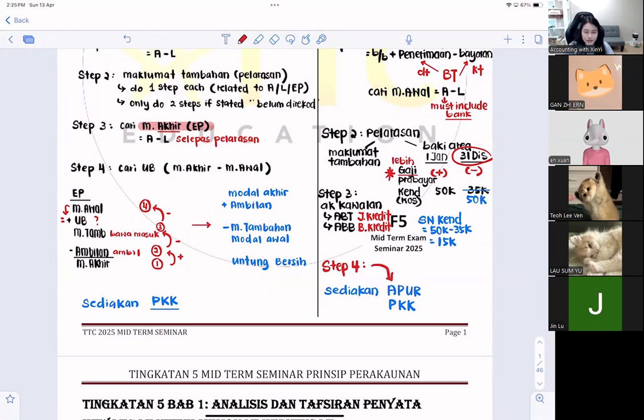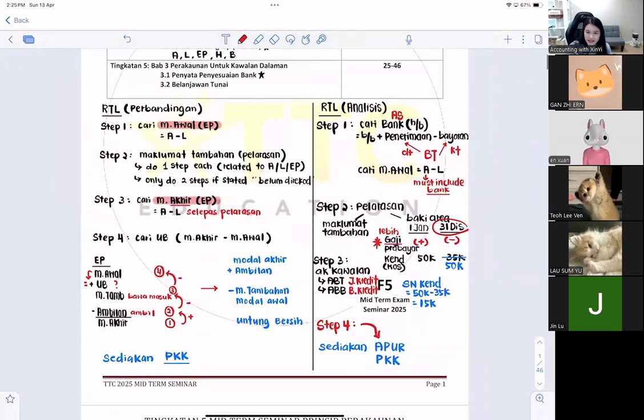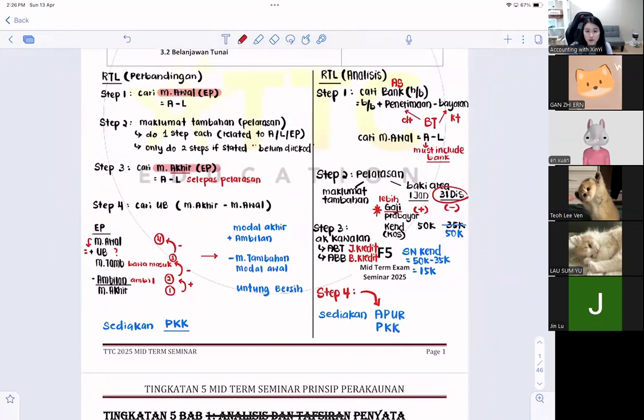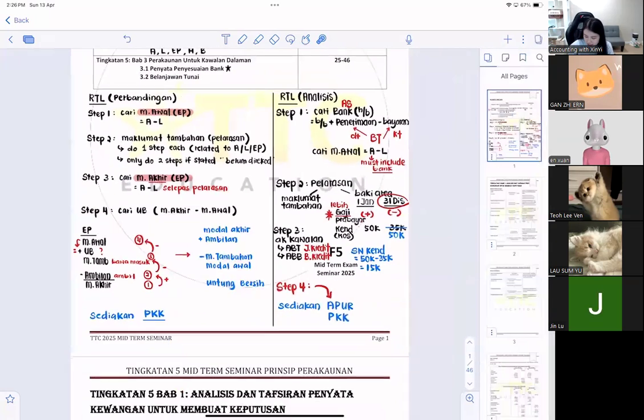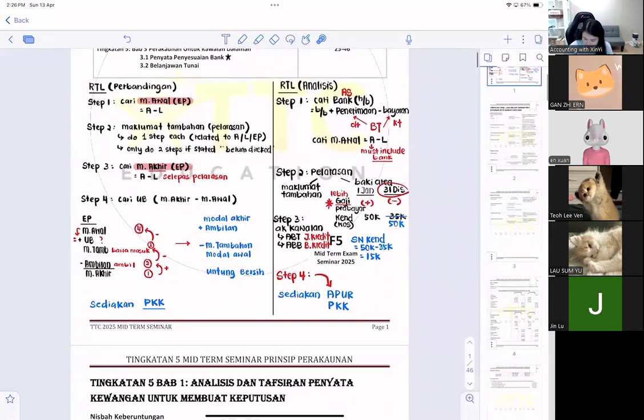APUR PKK. So compared to your kaedah perbandingan, definitely analysis will take more time than the other, because kaedah perbandingan question usually is at 20 marks or 15 marks maybe. It's a shorter question. Compared to analysis, normally is 25. Okay, normally it's 25 marks. Okay, so now that we already go through the overall, it's time that I show you how you should apply into the answers of kaedah analysis. Okay, so please look at the exercise.